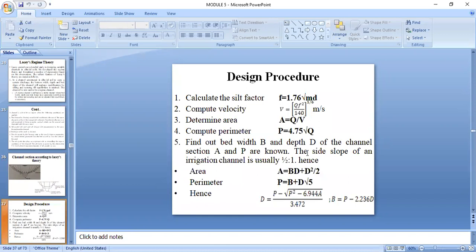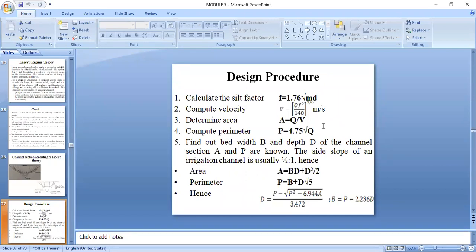Next class we shall solve numerical problems on Kennedy's method of channel design as well as Lacey's method of channel design. In every examination you have this question. Either they will ask the Kennedy's method of channel design procedure and then you will have a numerical problem on Lacey's method of channel design, or else you may be asked the design procedure of Lacey's method and you may have a problem on Kennedy's method of channel design.